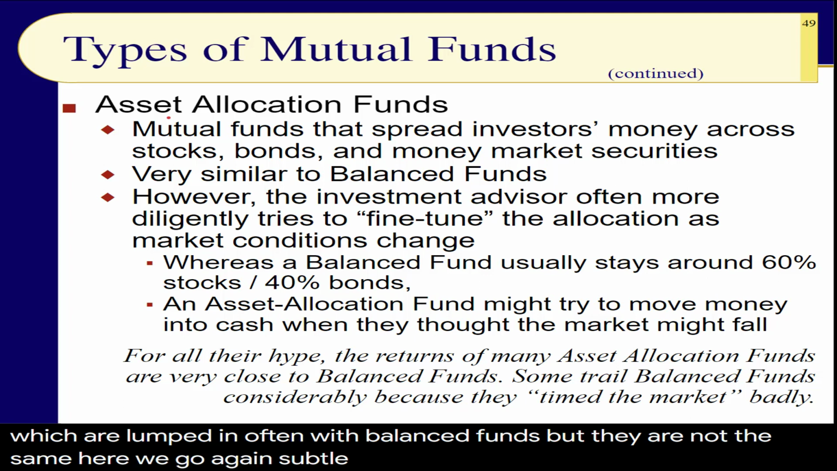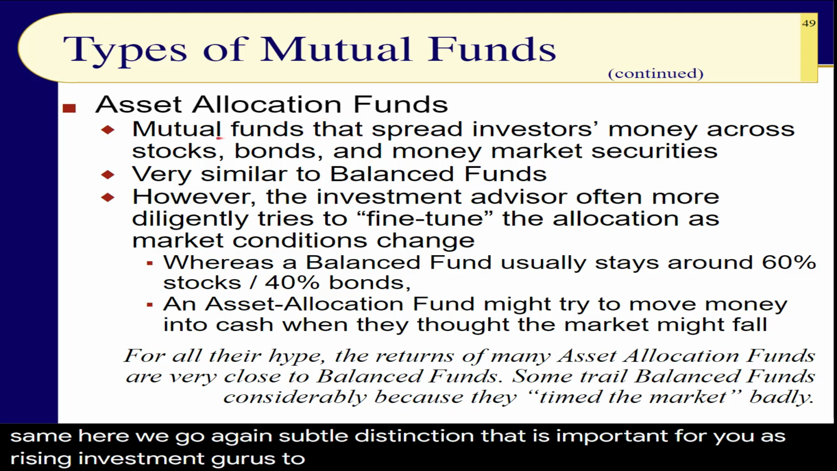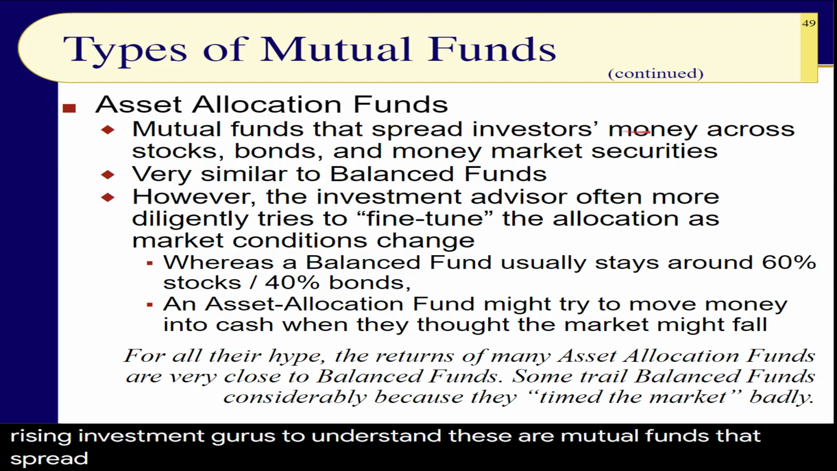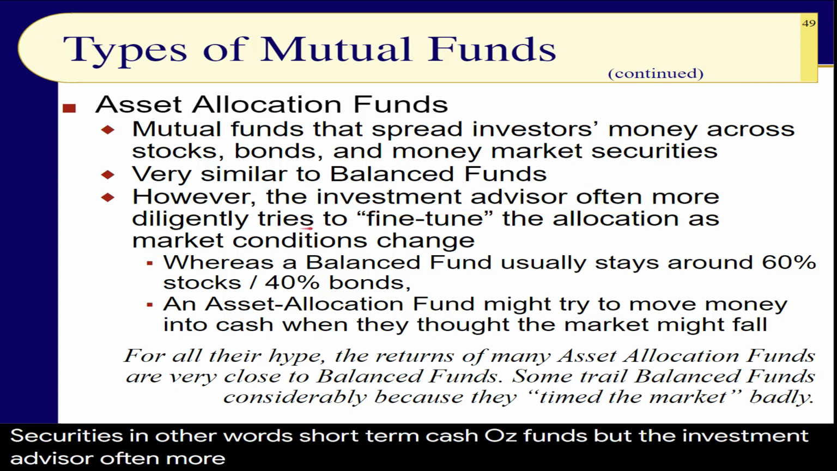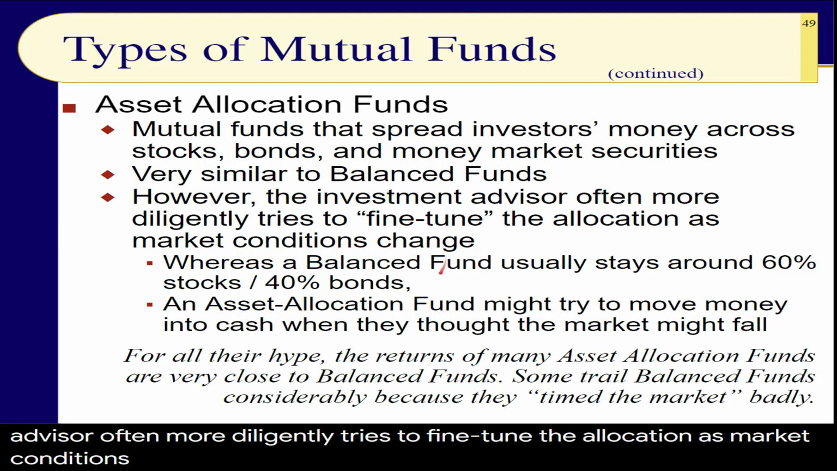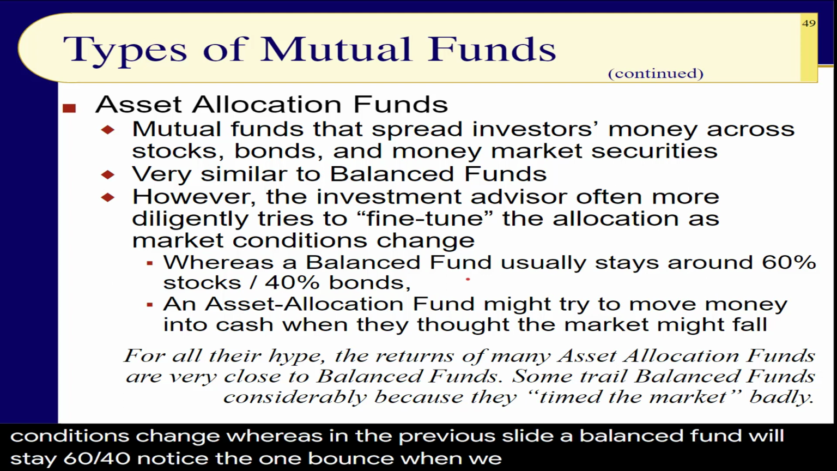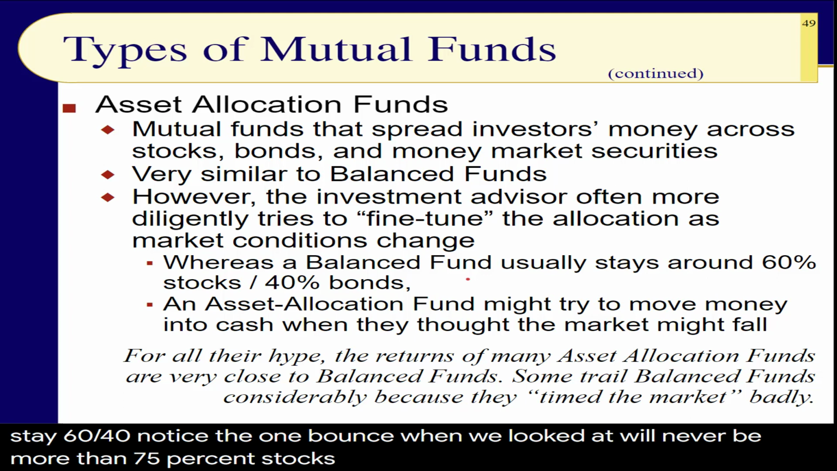A subtle distinction that is important for you as rising investment gurus to understand. These are mutual funds that spread investors' money across stocks, bonds, and money market securities. In other words, short-term cash instruments. They're very similar to the balance funds, but the investment advisor often more diligently tries to fine-tune the allocation as market conditions change. Whereas in the previous slide, a balance fund will stay 60-40. Notice the one balance fund we looked at will never be more than 75% stocks, 25% bonds, never be less than 50% stocks, 50% bonds.